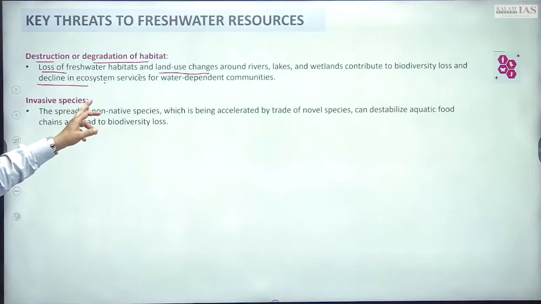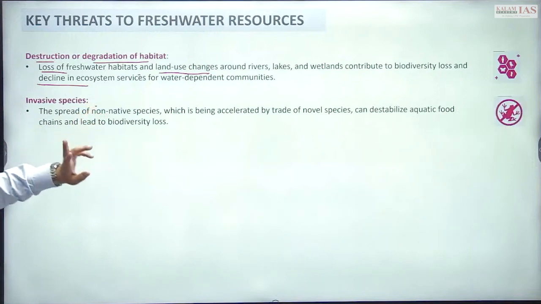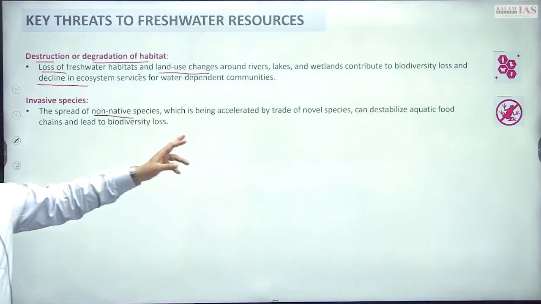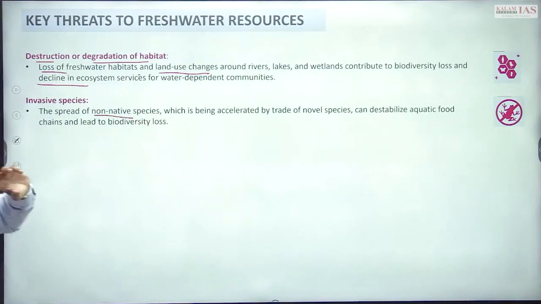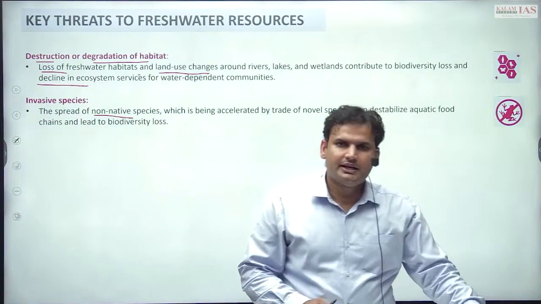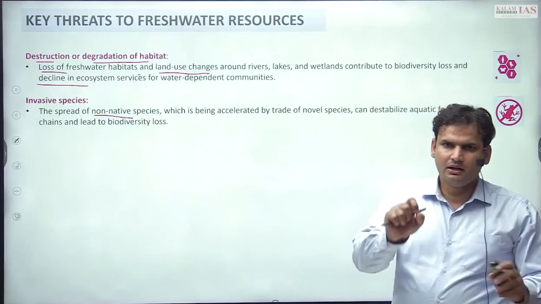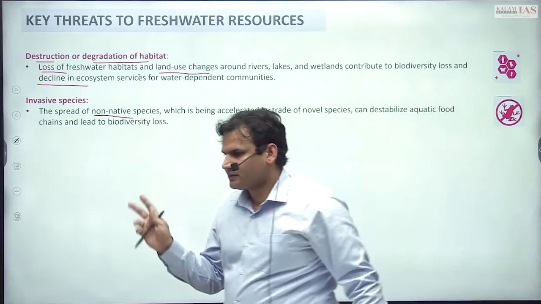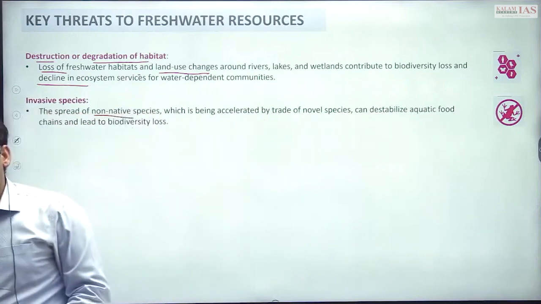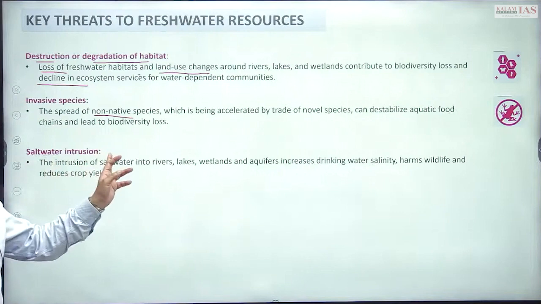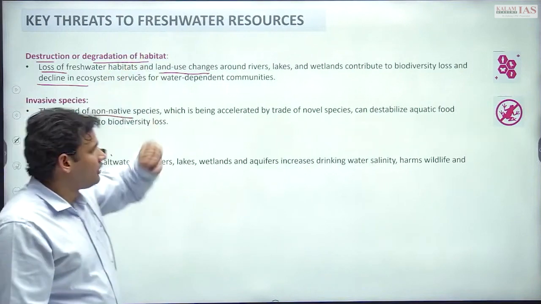Then we have the threat of invasive species, right? Spread of non-native species can be accelerated, and if non-native or invasive species are there, it can definitely impact the entire food chain or entire food web, and it can lead to again biodiversity loss. Salt water intrusion is also a threat to freshwater resources.